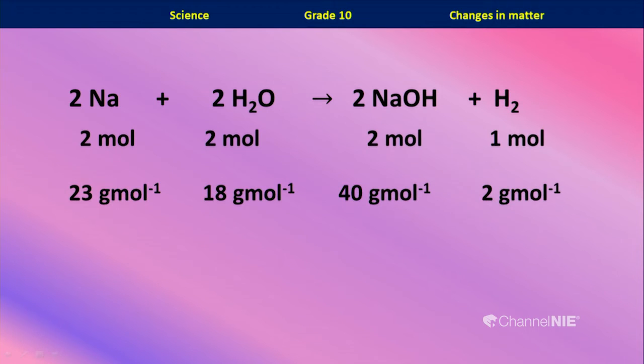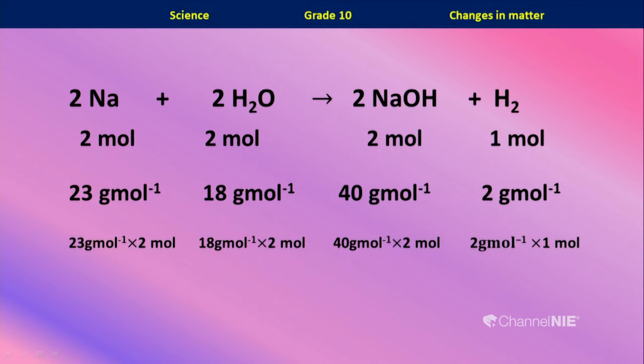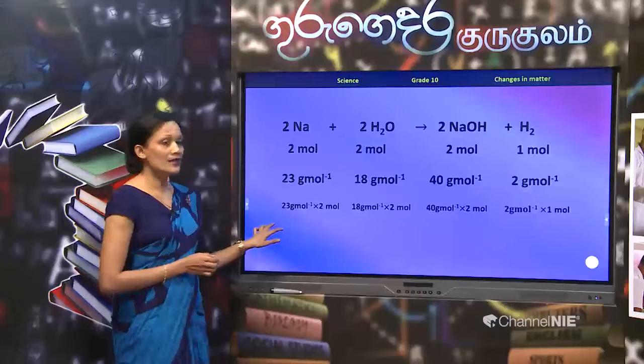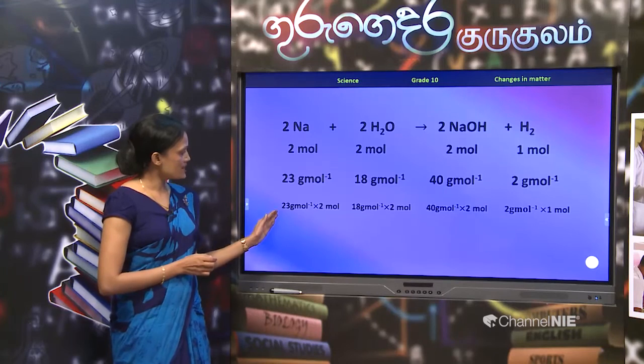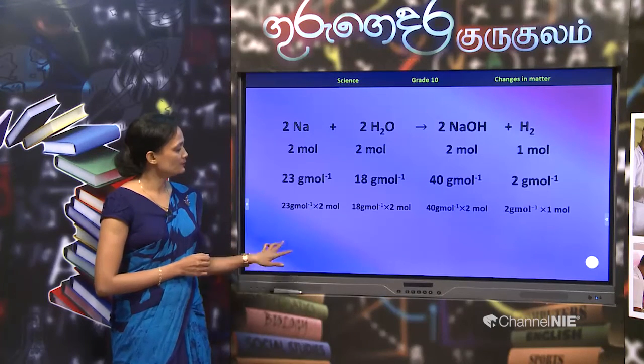These are the relative molecular masses of that compound. By using the amount of moles and relative atomic masses and the relative molecular masses, we can find the mass of the reactants and the product. For that, I multiplied the relative atomic mass by the number of moles.